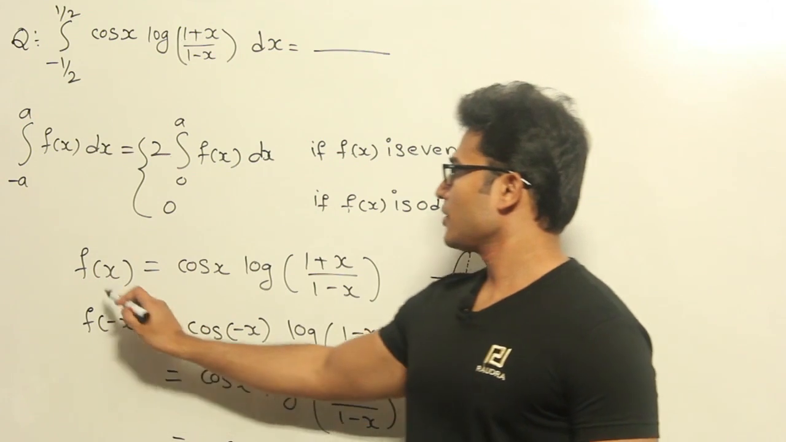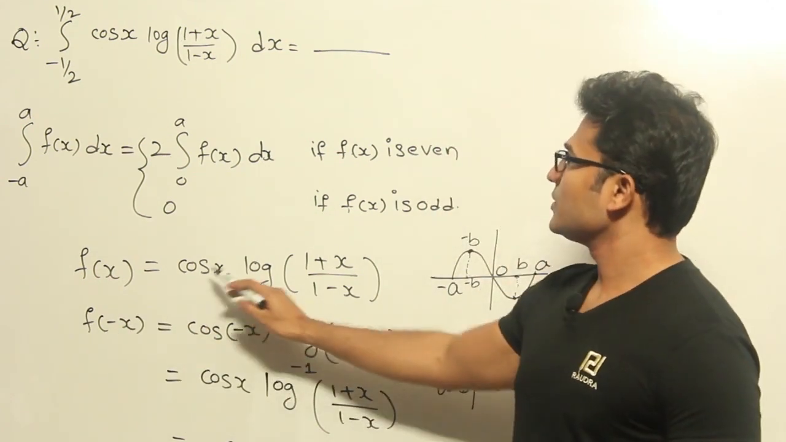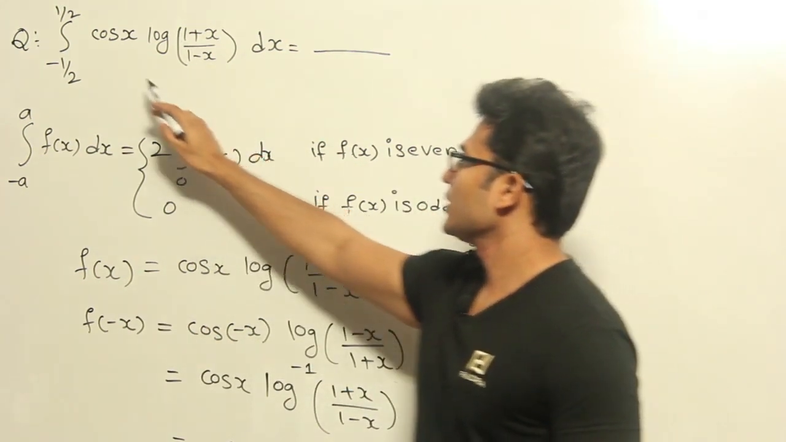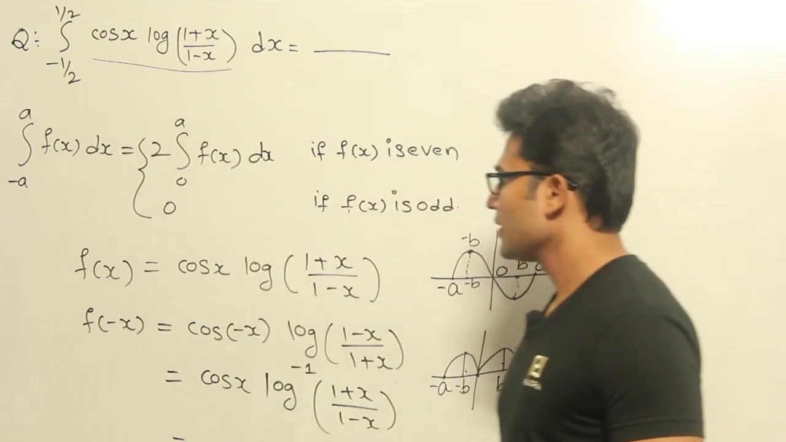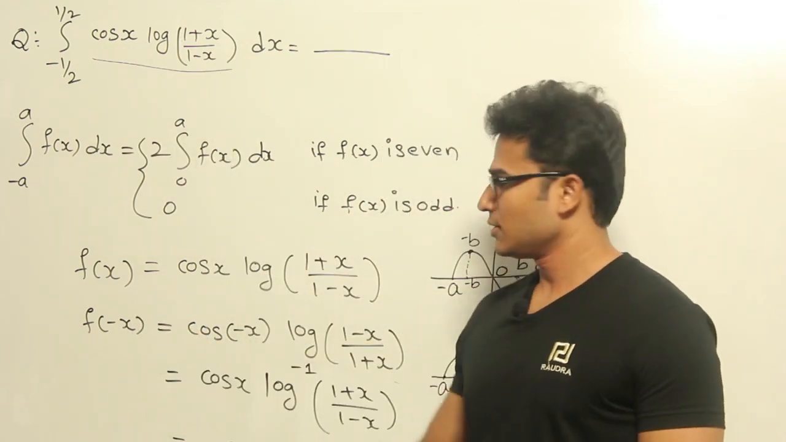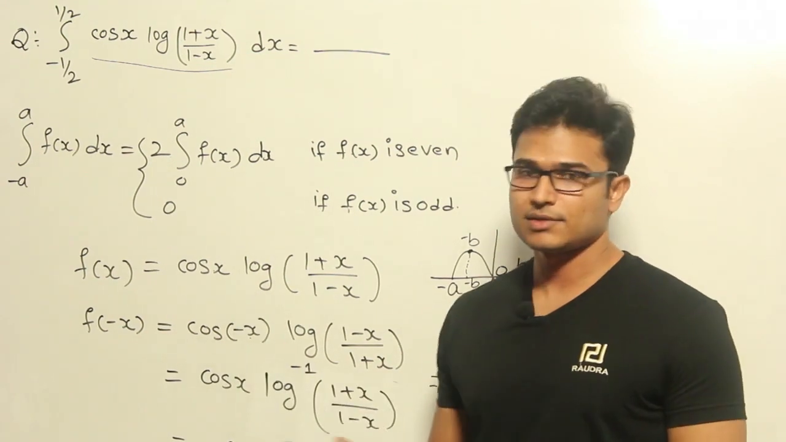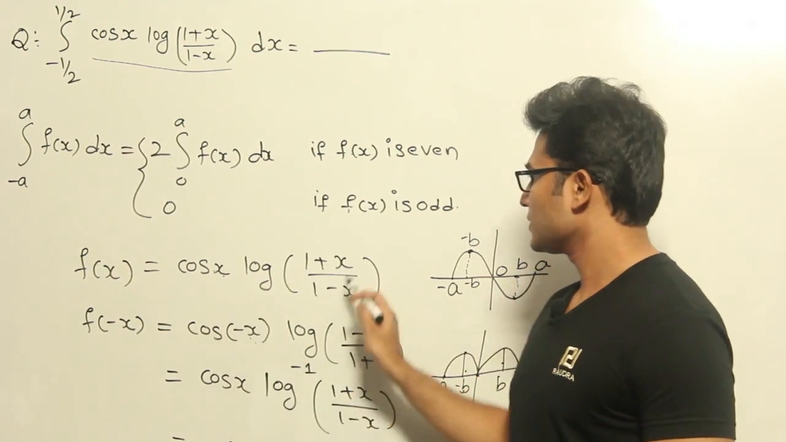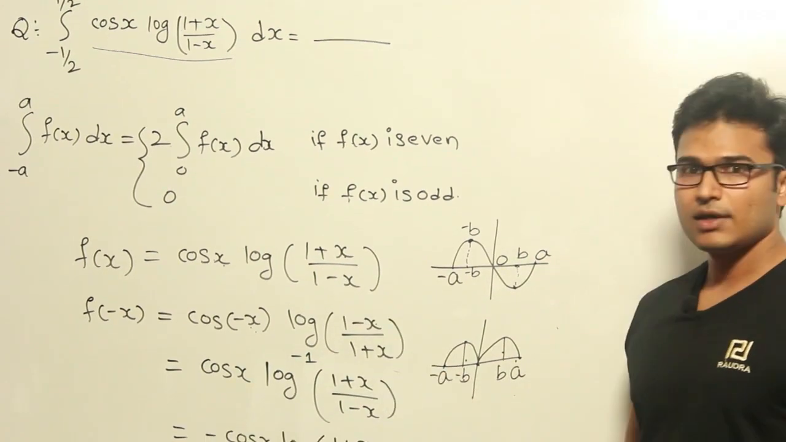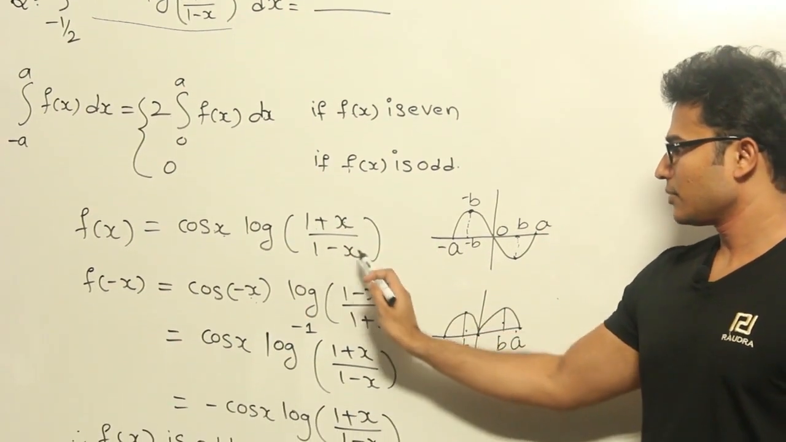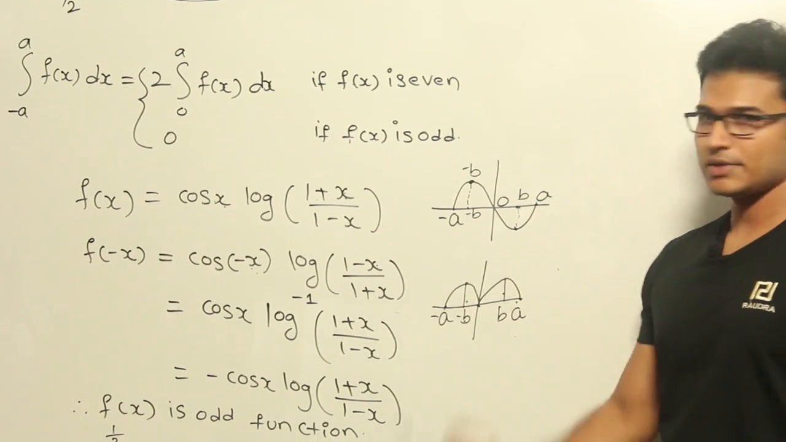Now let's try to find out f of x. F of x is going to be the same thing, whatever we have got, we are taking this one entire thing as f of x. Now try to find out f of minus x. If you try to find out f of minus x, then in place of x you are substituting minus x. So in place of x minus x, in place of x minus x, right? That is why when it is 1 plus x by 1 minus x, here it has become 1 minus x by 1 plus x.